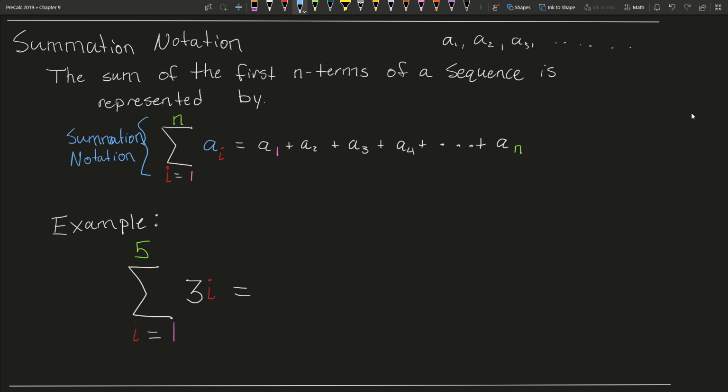All right, so I want to go over just a couple of quick things in terms of that notation, and then we'll go over an example. All right, so this I down in the bottom left, that is the index, right? So that tells you what you're looking for. That's kind of like your variable. That's your n in the sequence.